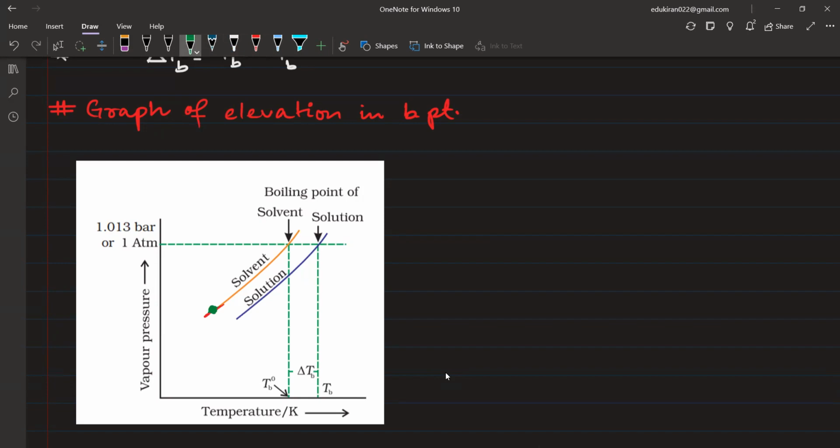And the solvent is having some vapor pressure at a particular temperature. And when we are increasing the temperature, the solvent's vapor pressure is also increasing and it is reaching the boiling point.